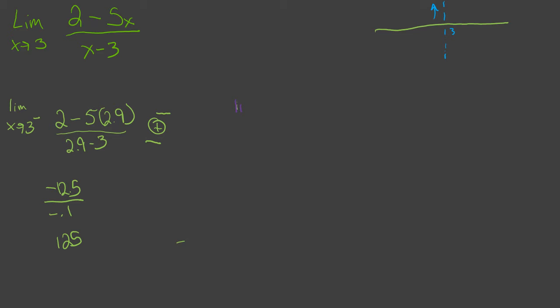So the limit as x approaches 3 from the right. So something a little bit bigger. So we've got 2 minus 5 times, let's do 3.1. That's a little bit bigger. All over 3.1 minus 3. Now up top, we're going to have 2 minus something a little greater than 15, which is going to give us a negative. And down here, we've got 3.1 minus 3, which is going to give us a positive. So we know that it's going to be going down, or negative overall.